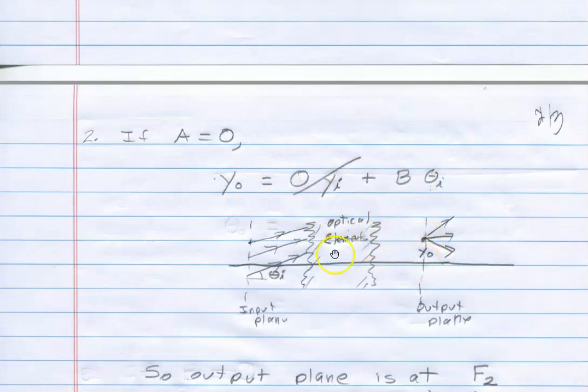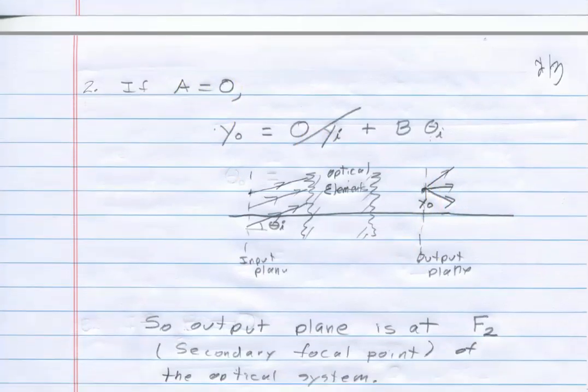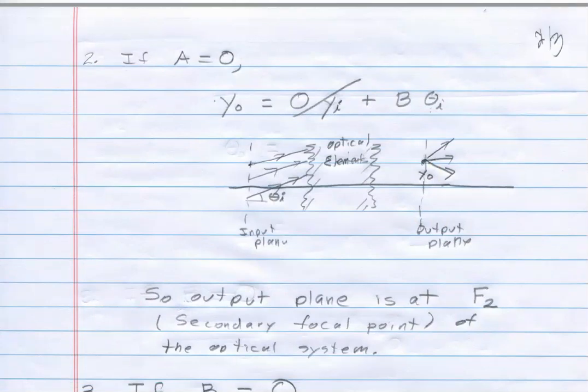And if you remember, what that amounts to is if you have parallel light incident on an optical instrument, they'll all go through the secondary focal point. So if A is equal to 0, that can help us locate the secondary focal point of the system.